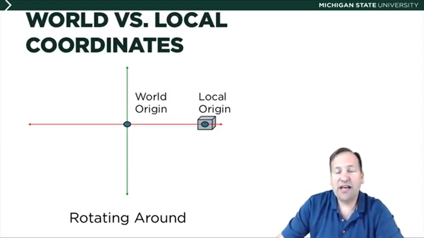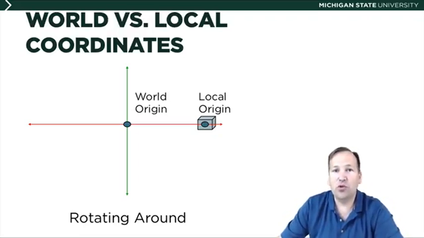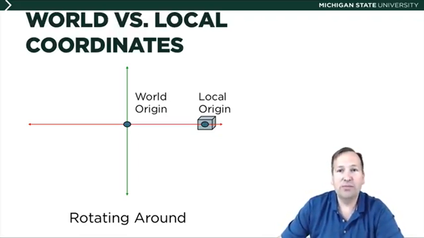Parent-child relationships add yet a third coordinate system. That is, a child may move relative to its parent's local coordinate system, as we saw with the moon moving around the Earth as the Earth moved around the sun.